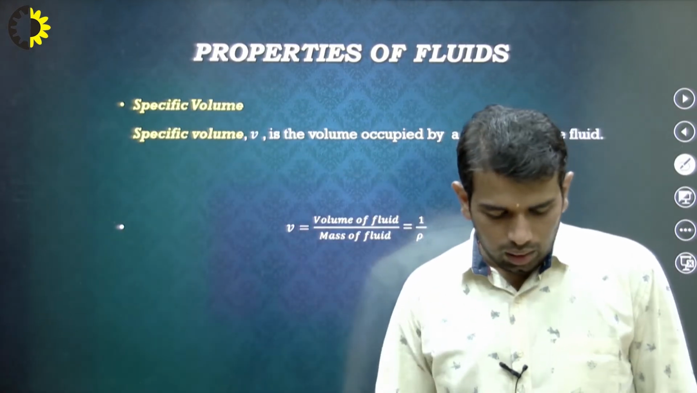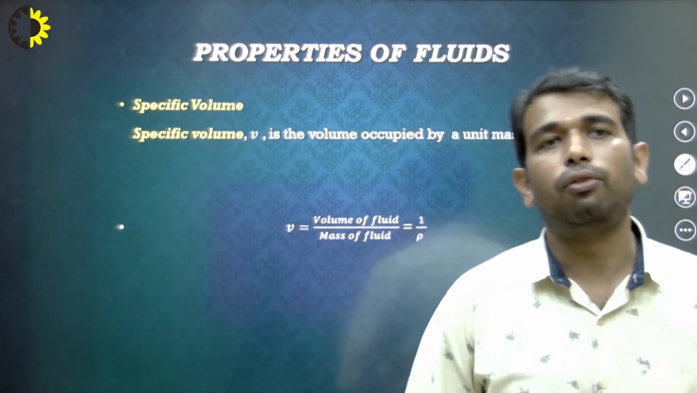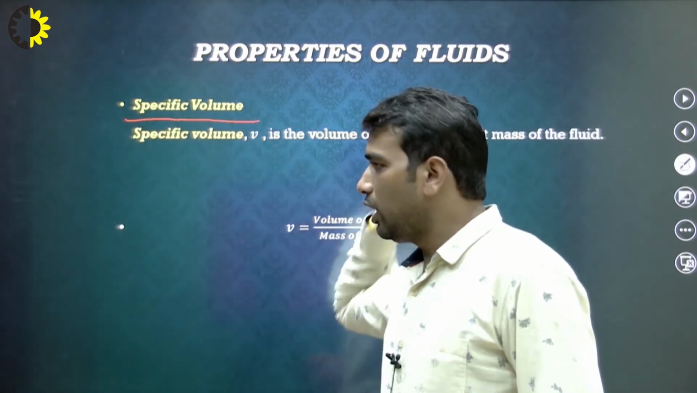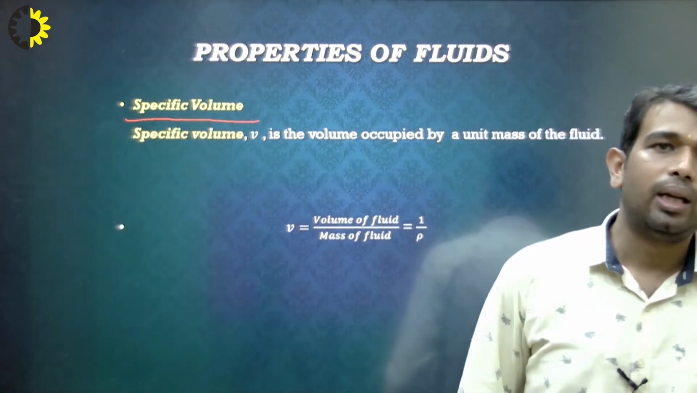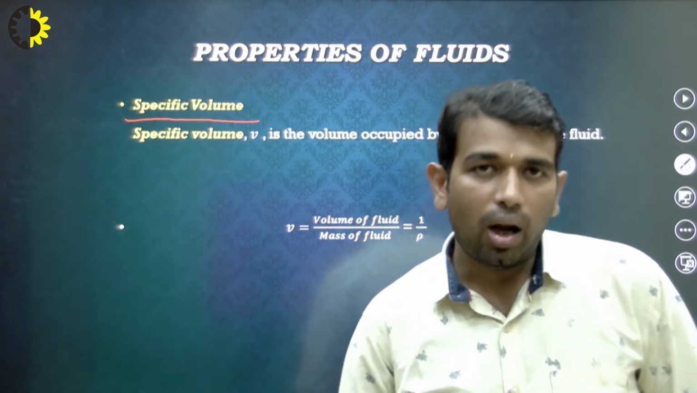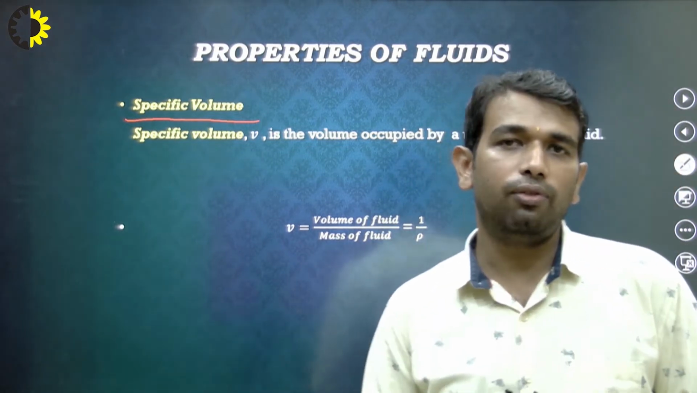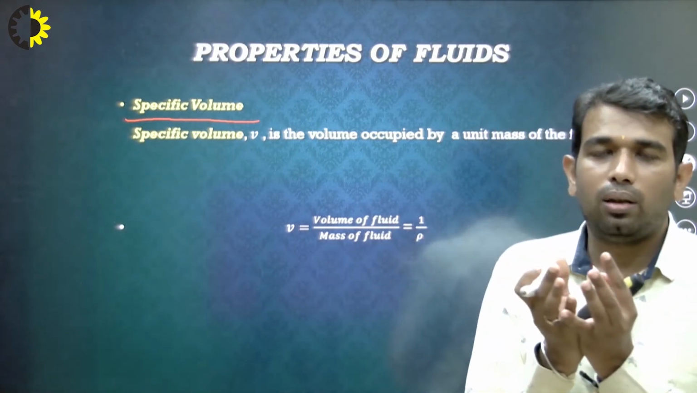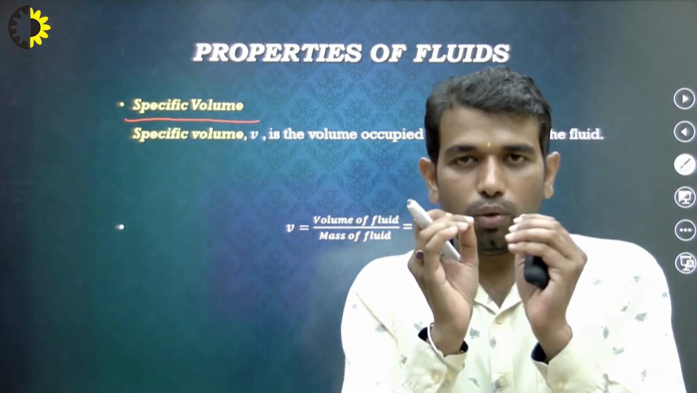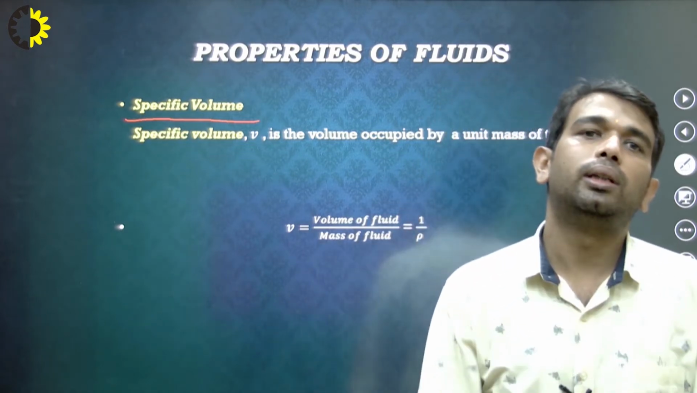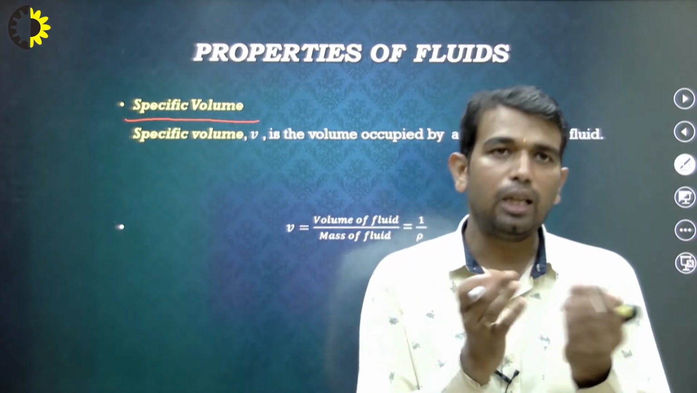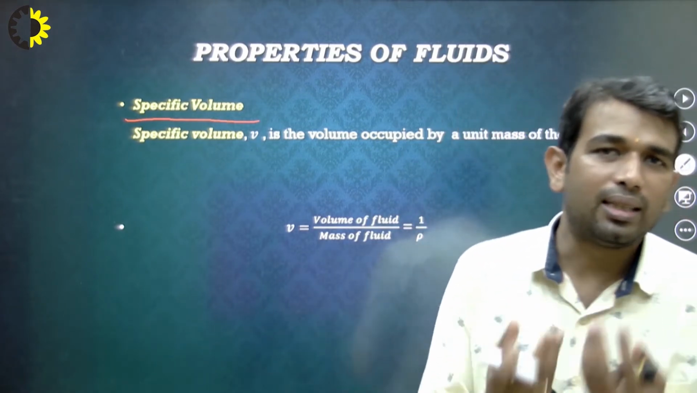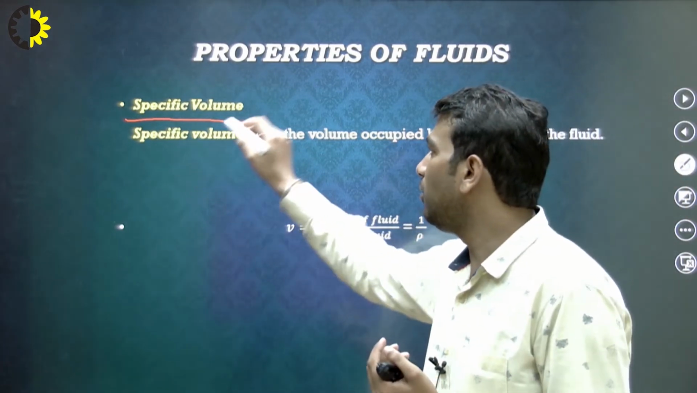So what is the next property of fluid? That is the specific volume. What is specific volume? Specific volume is the volume occupied by a unit mass of the fluid. So if you have any fluid, how much volume is occupied by a unit mass. That we call specific volume. You can understand that it is nothing but the reverse of the mass density.